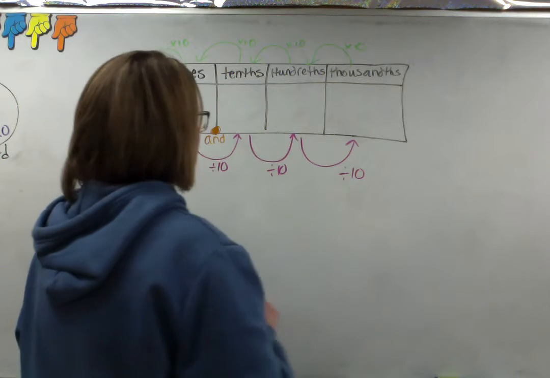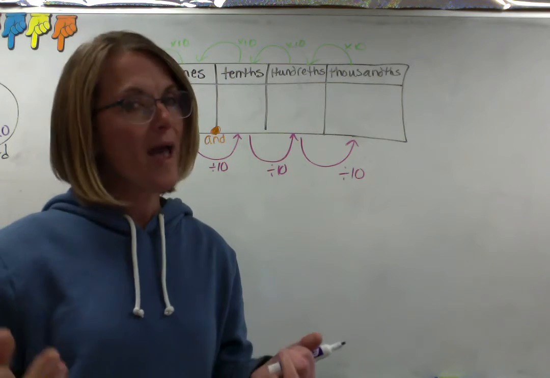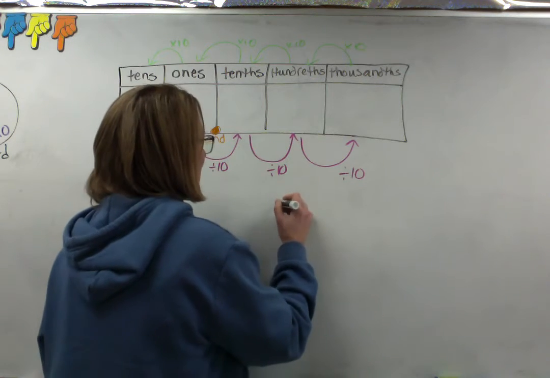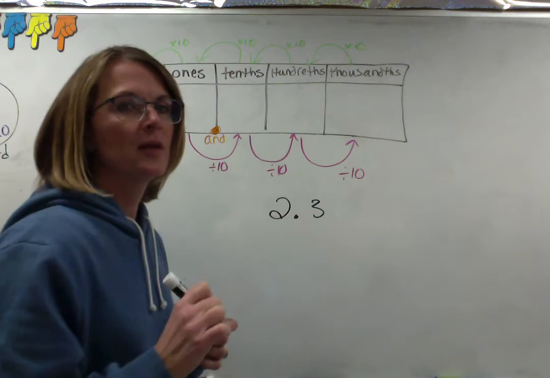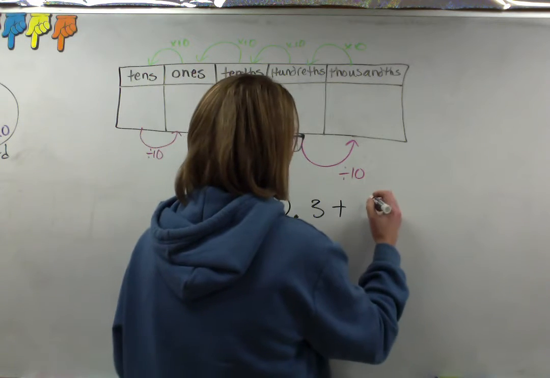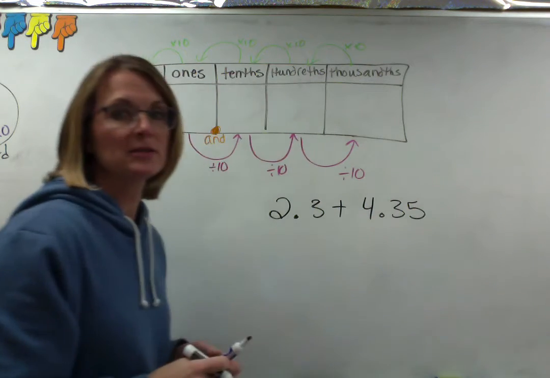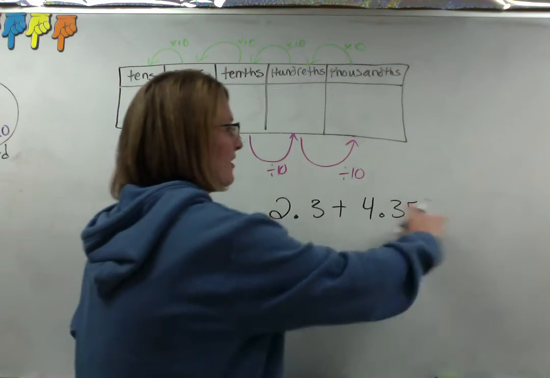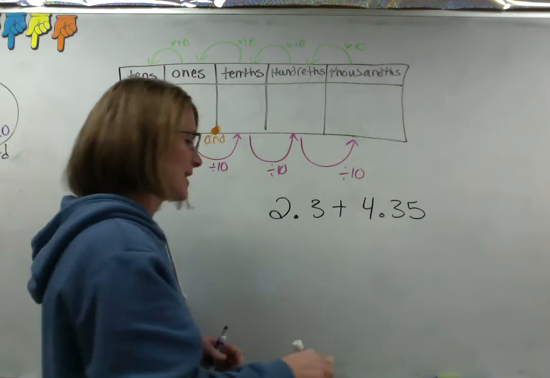Now if we're dealing with decimals, decimals are lined up the same way, except to us sometimes it looks a little funny. So let's say I have the number 2 and 3/10, okay? And I want to add 4 and 35 hundredths to that number. What I want to do is right now they are horizontal. I want to line them up vertically so that I can add them.